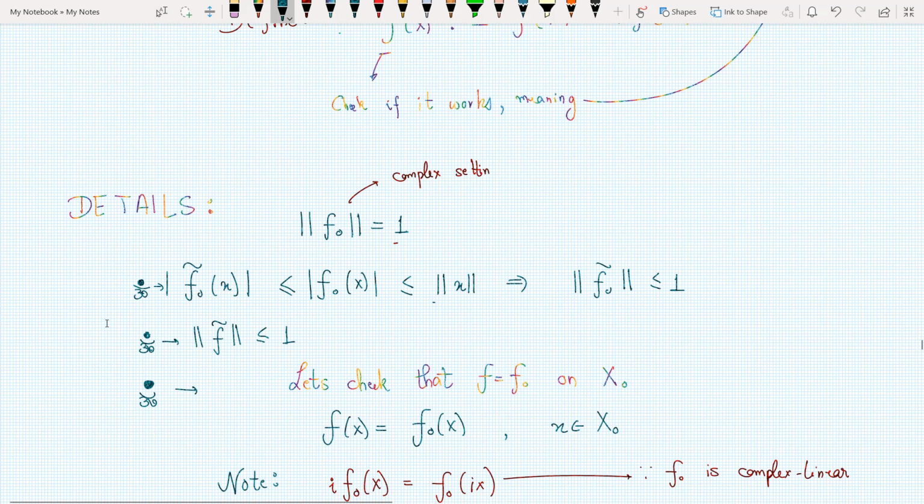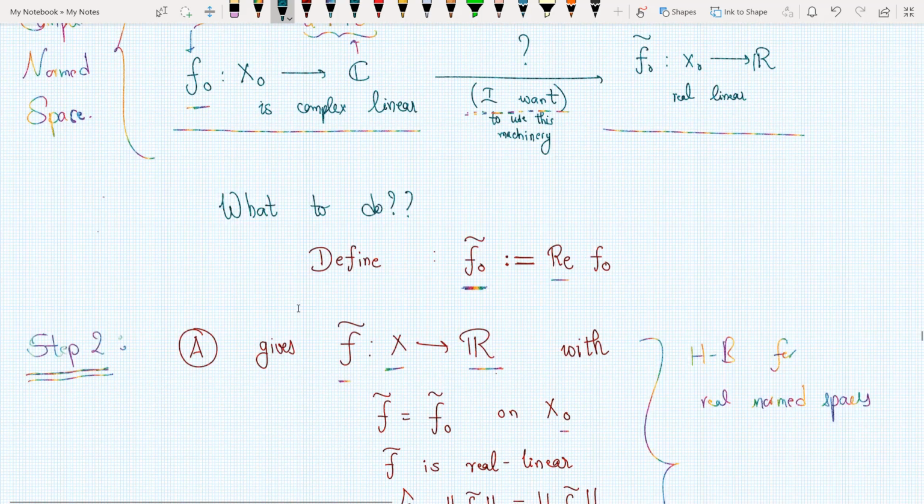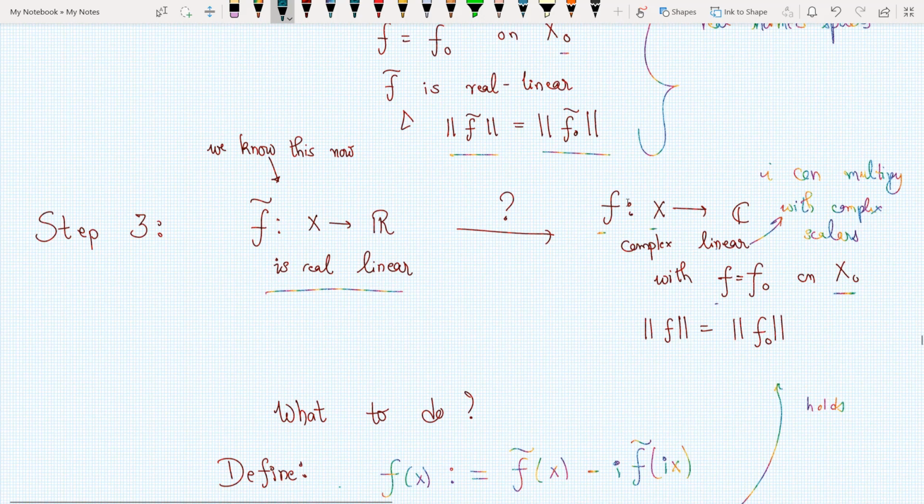Now I saw in the case before that I extended f naught tilde to f tilde, and since the norm of f naught tilde has to be less than or equal to 1, therefore the norm of f tilde is also less than or equal to 1. And now I need to check this condition. If you remember, I had to check this condition that it's complex linear with f equal to f naught on x naught and that the norms are equivalent. So in order to check these 3 conditions, that it's complex linear with this and this, I would first check this condition. Now how would I check it?